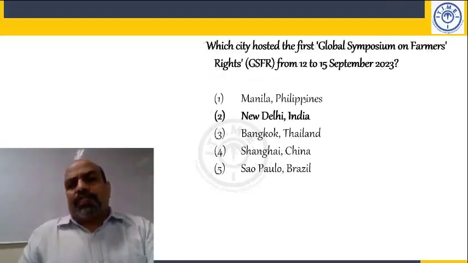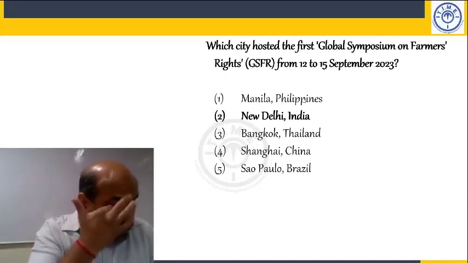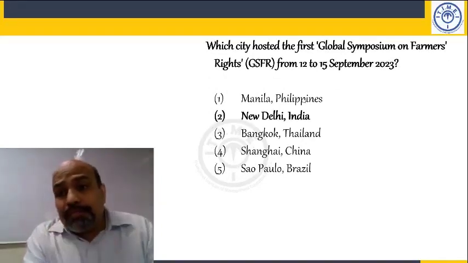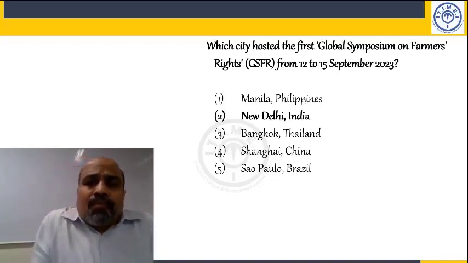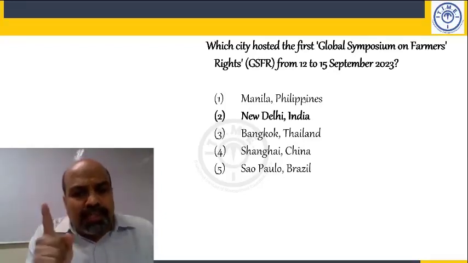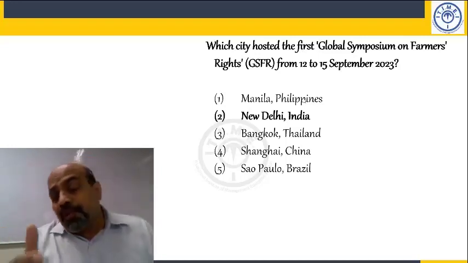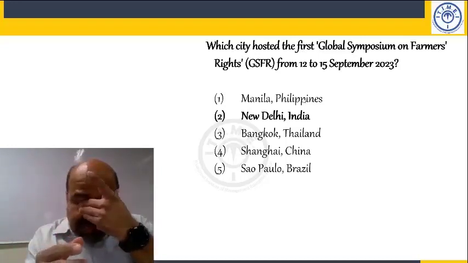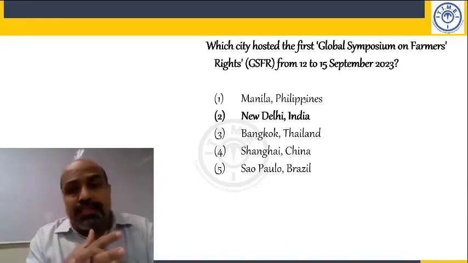Which city hosted the first global symposium on farmers' rights from the second week of September this year? New Delhi, yeah. So there's hardly anything to discuss here. Two countries. One is important there, Thailand, because Thailand has a new prime minister. You could write the name of the prime minister of Thailand. Thailand, new PM, Srettha Thavisin.